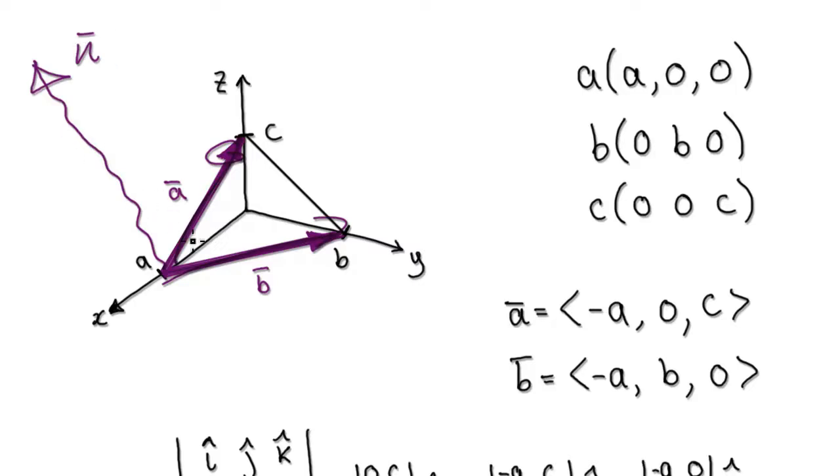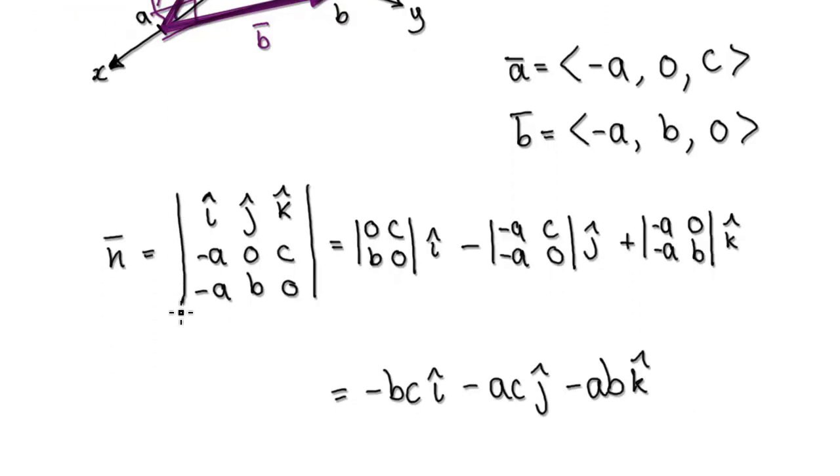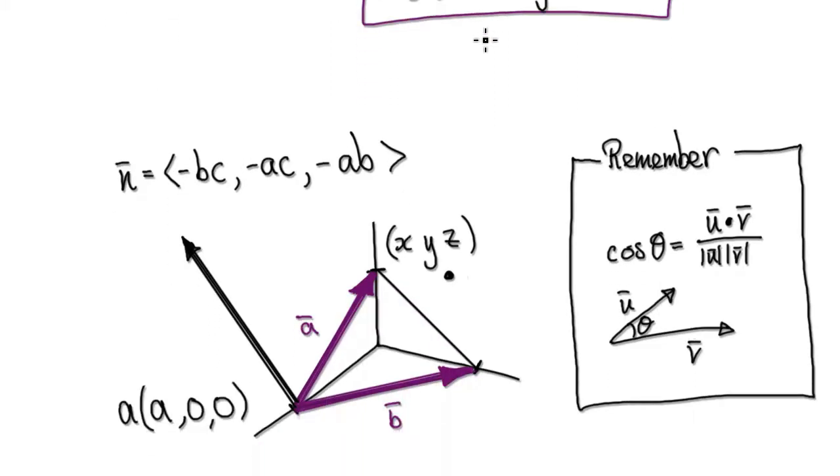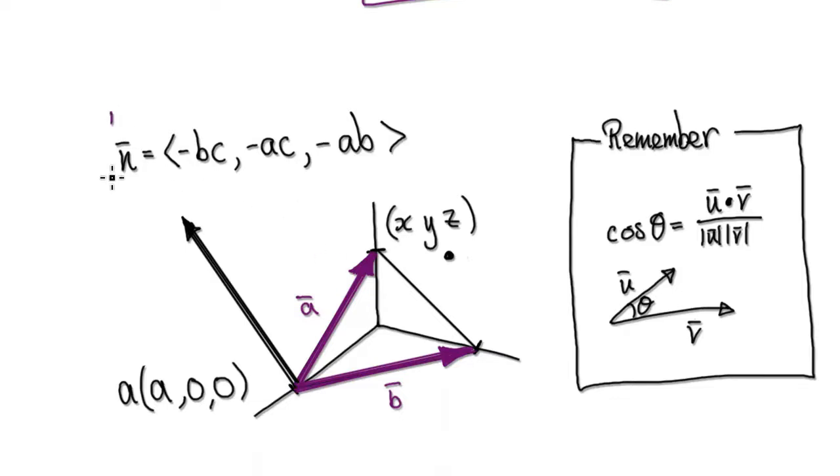And then this normal vector will always be orthogonal to the other two vectors. It will always be at 90 degrees to the other two vectors. So now we've got the normal vector, which is given by this.